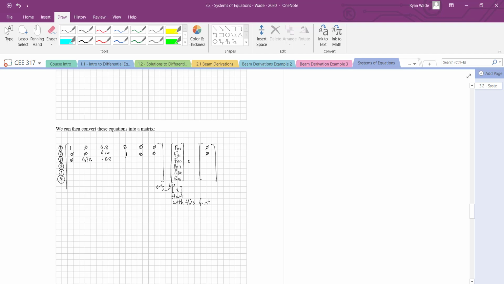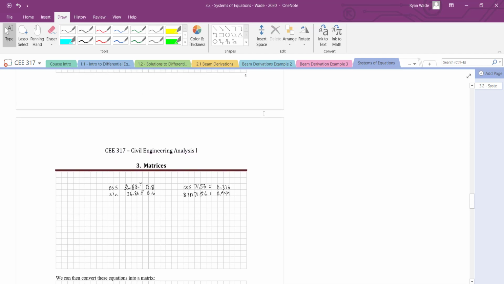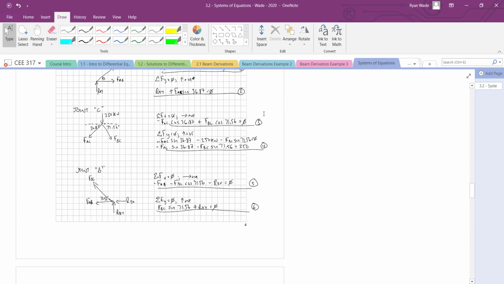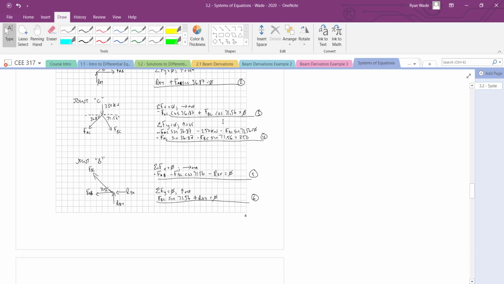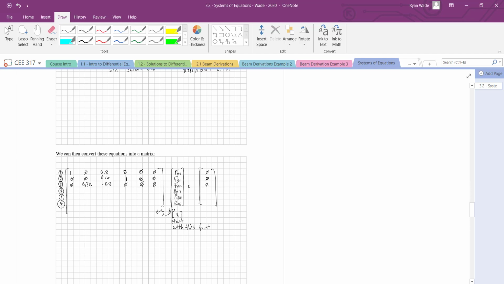Negative 0.8, 0, 0, 0. So equation 3, according to what I just wrote down, is 0.316 times FBC minus 0.8 times FAC, and that's going to equal 0. We go up and check equation 3: FAC times minus, what did I have here? Oh, minus 0.8. Yep. And then FBC times 0.316. All I'm doing is filling these out from the equations.